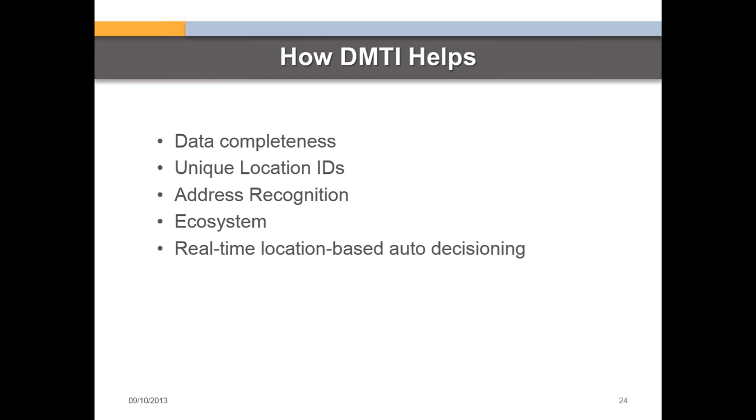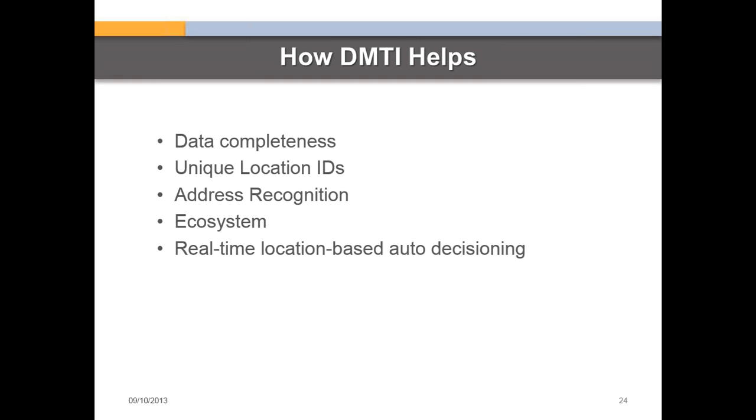So why DMTI and how do we help? DMTI has over 7,300 data sources specific to Canadian addresses. We update this information quarterly, and we have the most complete coverage across Canada with the highest degree of precision. Remember, I was talking about high precision being at the rooftop or parcel level. DMTI implements its own unique ID for every single address within our database. That ID is persistent, and you can maintain it throughout the life of the address.